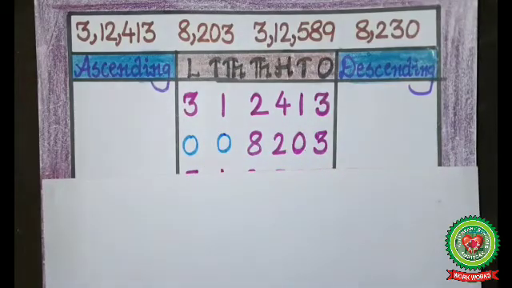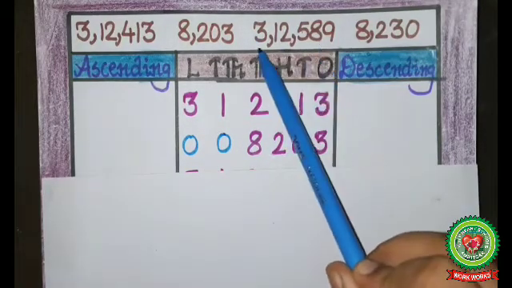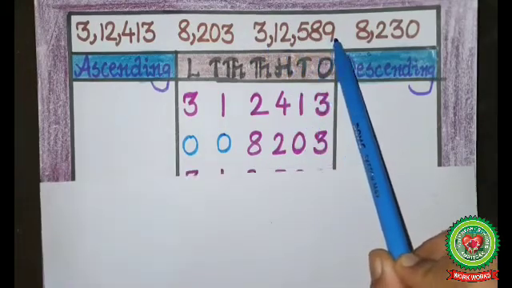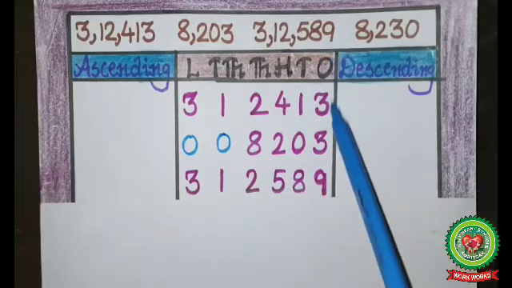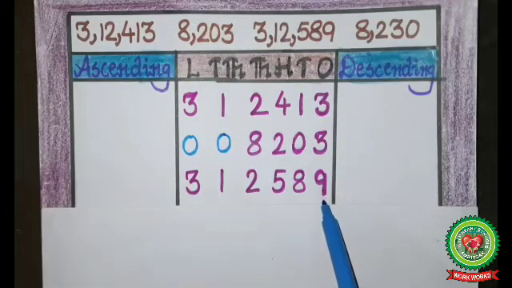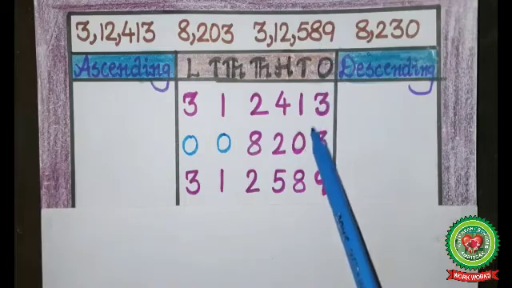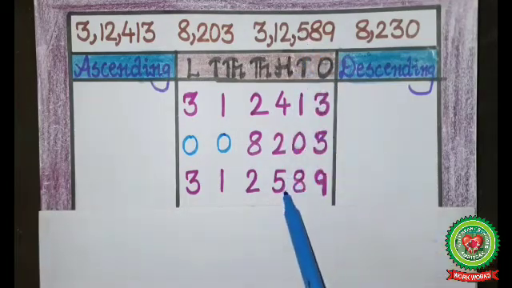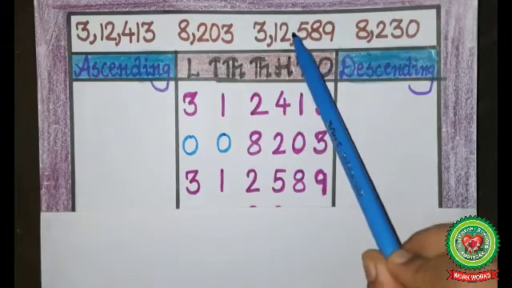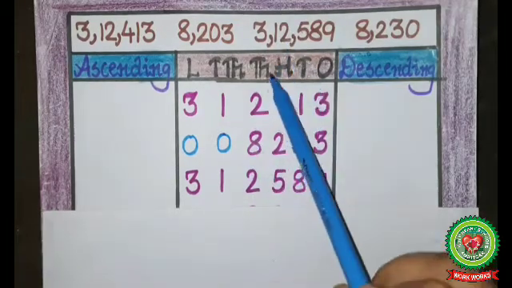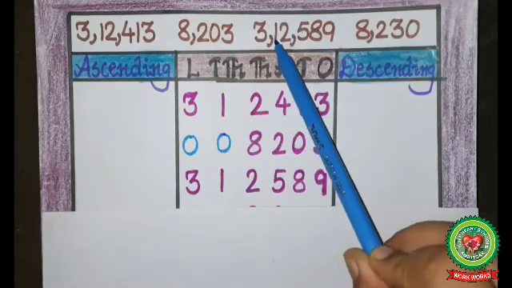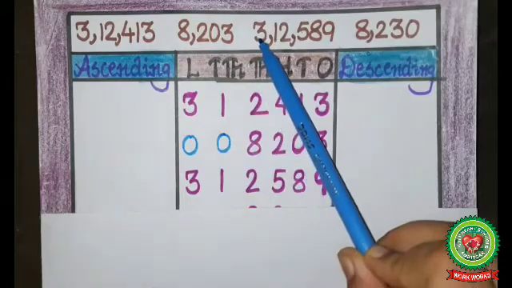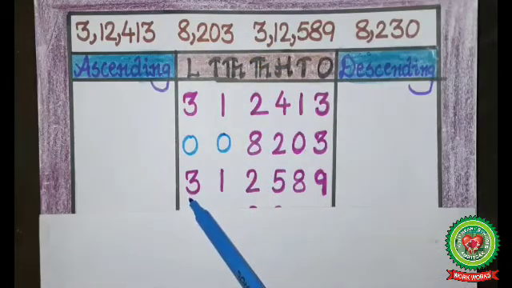Now, let's take the next number. The next number is 3,12,589. 9 at ones place, 8 at tens place, 5 at hundreds place, 2 at thousands place, 1 at 10,000s place, and 3 at lakhs place.